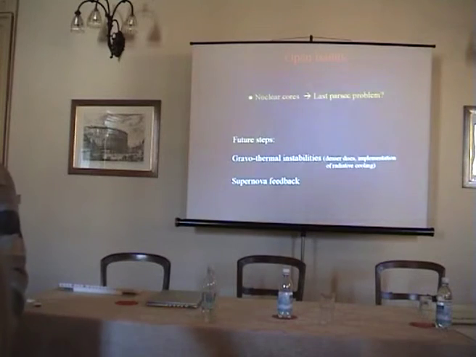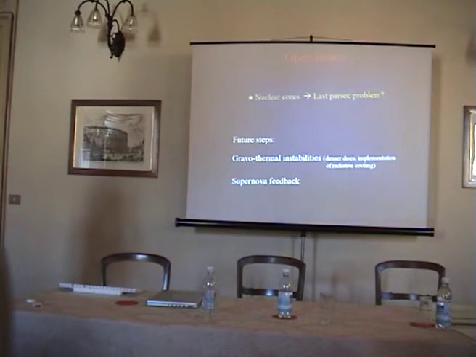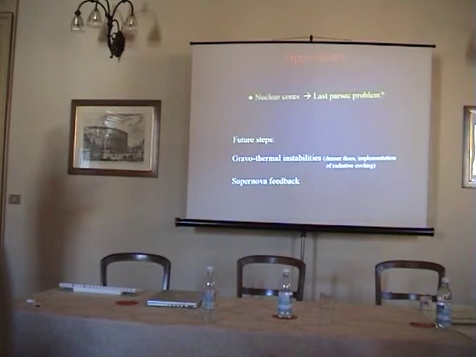But I told you that the possibility that a nuclear core can give us a last parsec problem, but some future steps can be done, and in particular, in presence of gravothermal instabilities and of non-axisymmetric structures such as nuclear bars or so, the nuclear core can be refilled with gaseous particles so that the two massive black holes can reach lower separation.